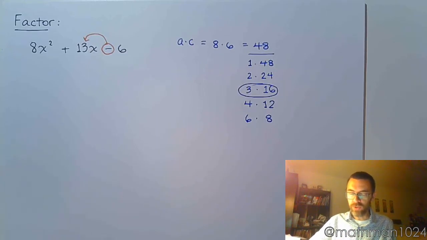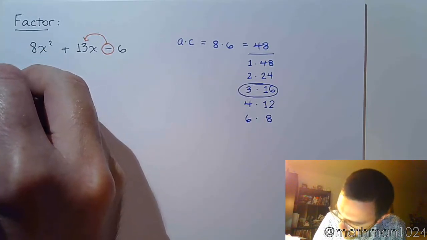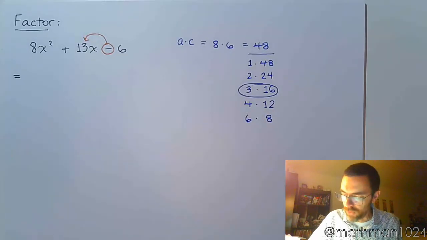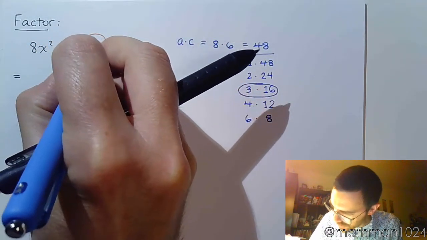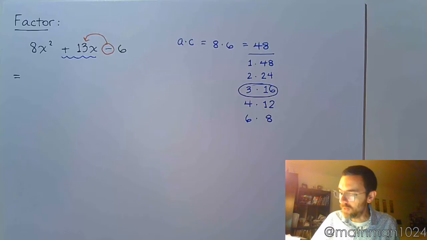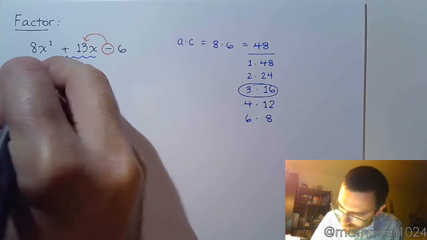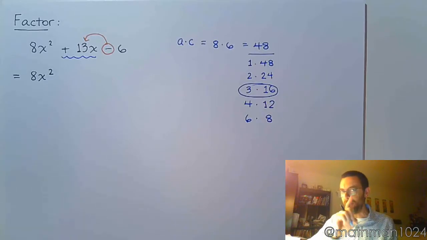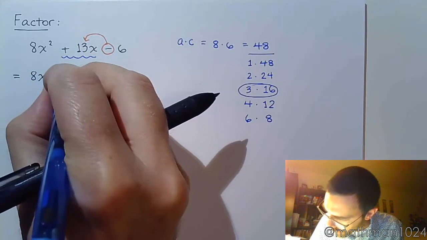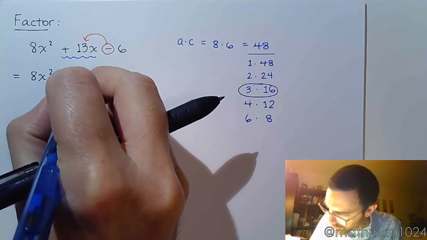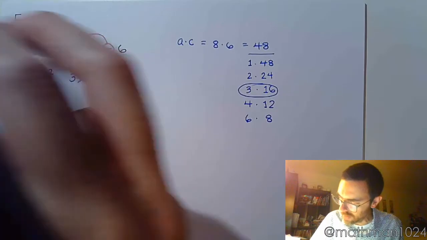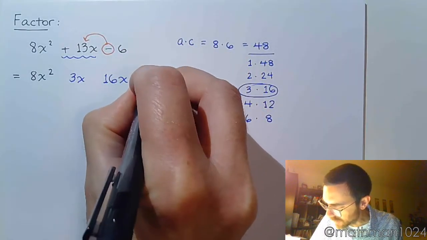And so here's how we use that. This is just one of many ways of factoring. What we do is take the 3 and the 16, and we're going to use that to rewrite that plus 13x that we have right there. So I'm going to do 8x squared. Now I'm not going to worry about the signs just yet. I'm going to get to that in just a moment. And I'm going to say, I can rewrite this with a 3x and 16x. And then there's the minus 6.